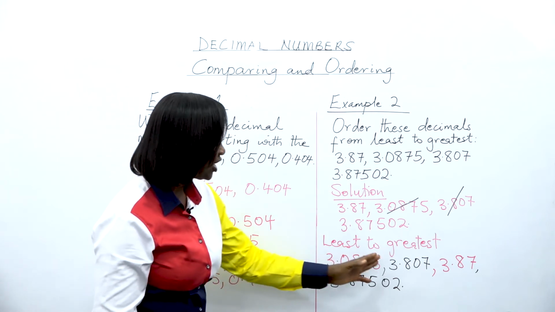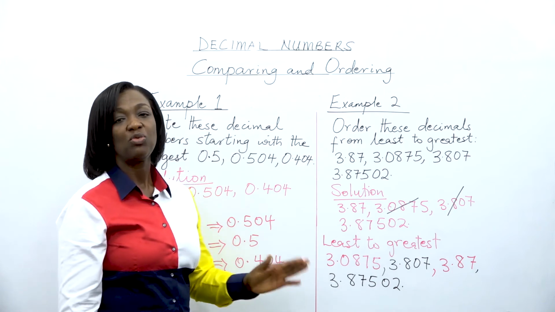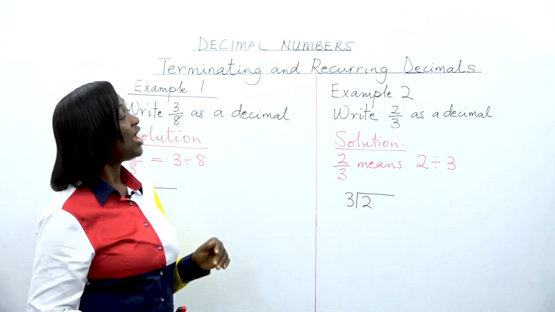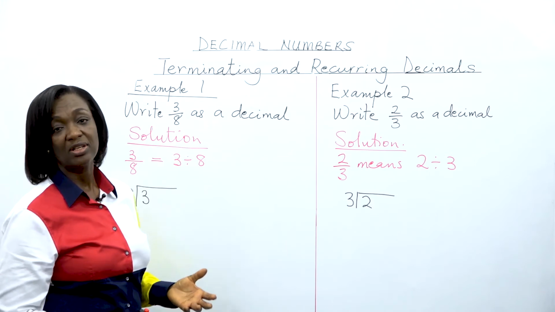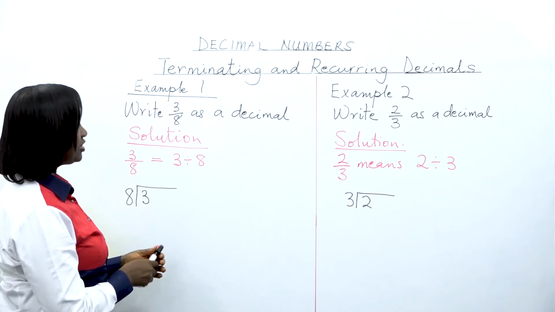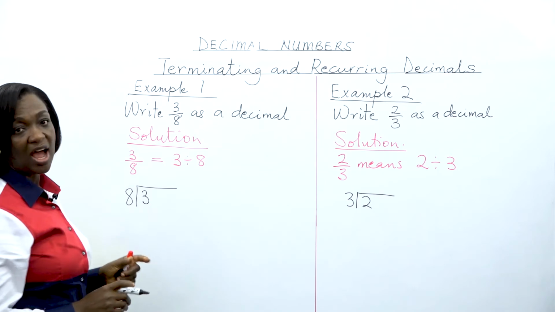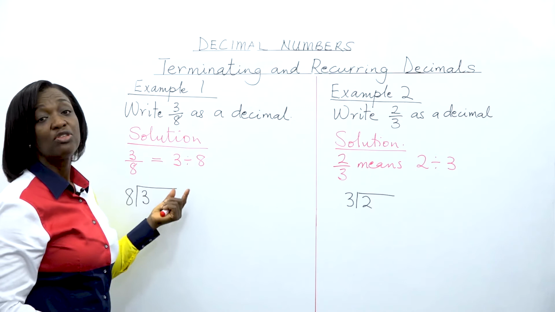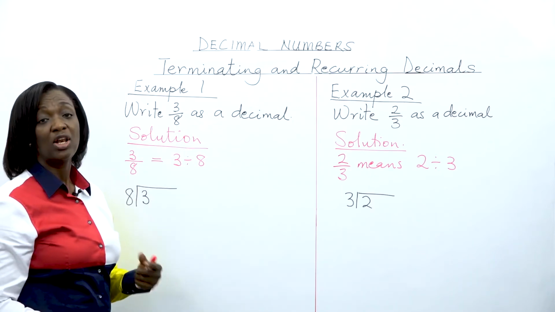Just compare by checking the highest place values and go from one place value to the next until you see where they are different. Next, we want to look at terminating and recurring decimals. When do we say a decimal is terminating or recurring? At the end of the examples, we'll be able to tell the difference. Write 3/8 as a decimal. 3/8 actually means 3 divided by 8. So we're going to divide 3 by 8 using long division.